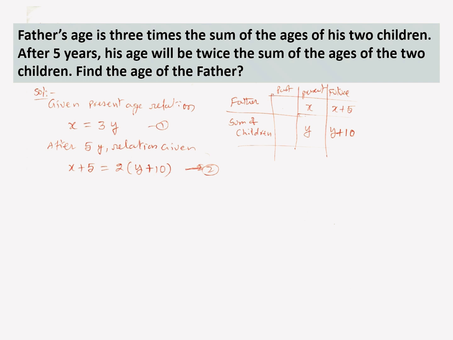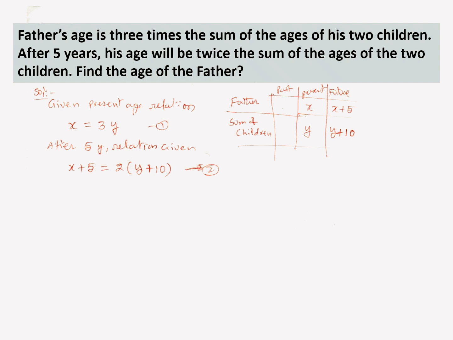So father's age is 3 times the sum of the ages of the 2 children. You can write father's age x is equal to 3 times the sum of the ages of the children, that is y. And after 5 years, father's age becomes x plus 5. For the children, each child's age will be plus 5, so for 2 children the total will have plus 10 years. So y plus 10.